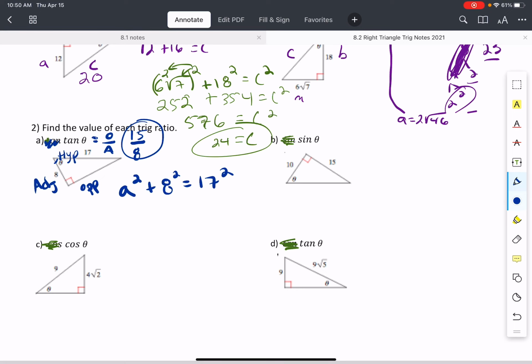I want you guys to try B on your own, okay? Try B on your own. This one, you should need a factor tree to find C. That's the one hint I'll give you.